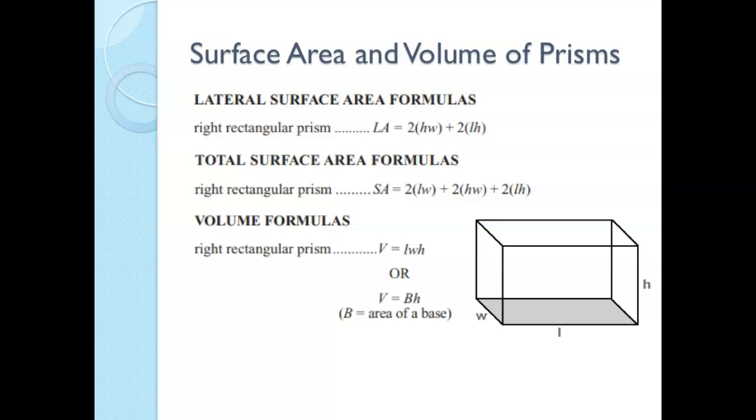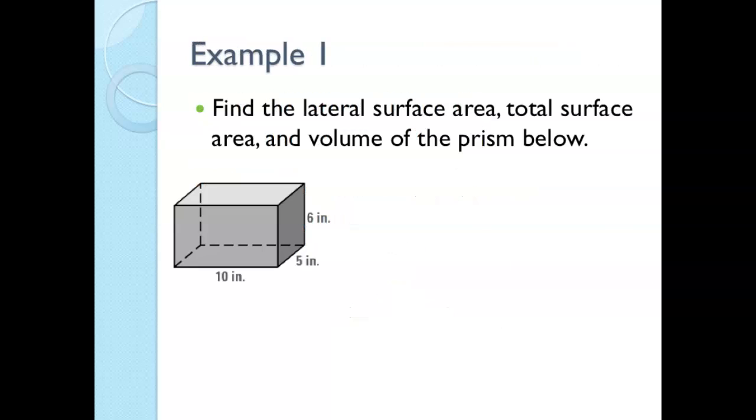All right, take a look at example 1. Find the lateral surface area, total surface area, and volume of the prism below. All right, so let's start with the lateral area. That's 2 times the height times the width plus 2 times the length times the height. Label the length, the width, and the height of this prism, and then we can plug in some numbers.